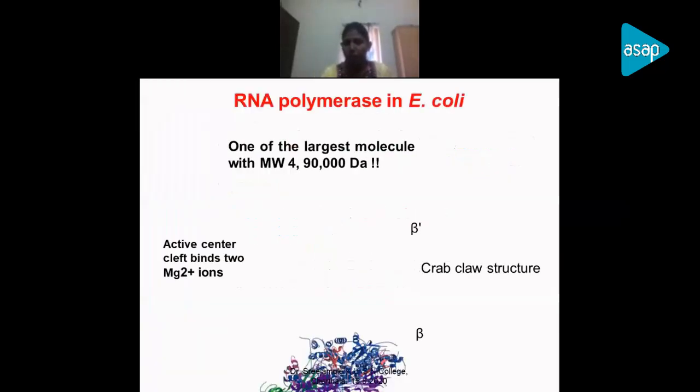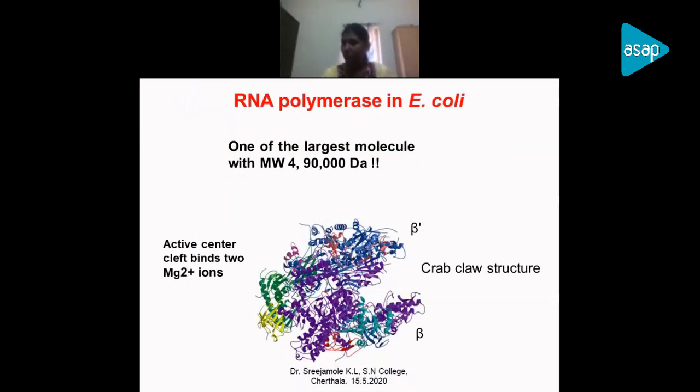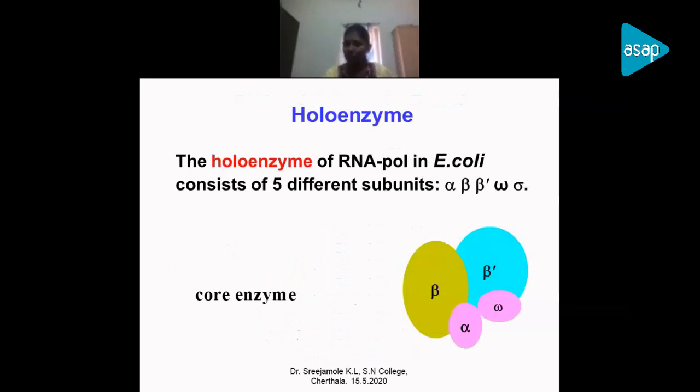This is the molecular structure of the RNA polymerase, which is a large molecule with a molecular weight of 490,000 daltons, and which has several subunits, of which only 2 have been shown in this picture. You can see in the picture a beta dash and a beta subunit, which function like a crab claw structure. There is a cleft, the active center cleft, and these 2 are bound together by 2 magnesium ions. And this is the core enzyme consisting of alpha, beta, beta dash, and omega. When the sigma factor joins the core enzyme, it forms a holo enzyme and brings about the initiation of transcription in prokaryotes.